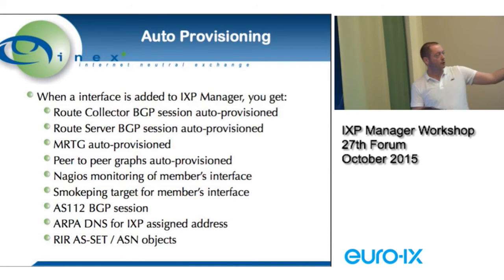We monitor all of the members' interfaces unless they ask us not to. So we just send a few pings every 5 minutes on Nagios. Particularly, that's really useful for things like pre and post maintenance. So before you do maintenance, who's down already? And then after maintenance, I hope the same people are down, but no one else is.